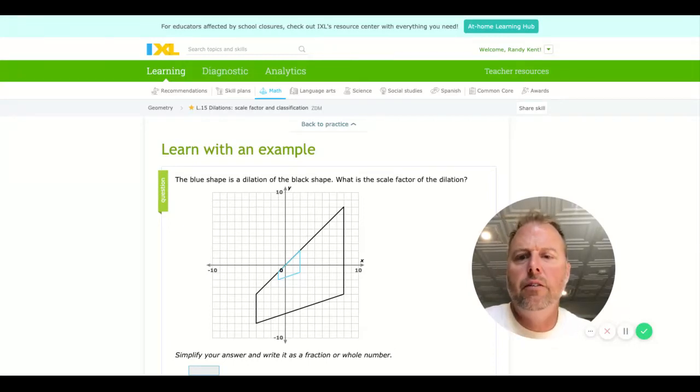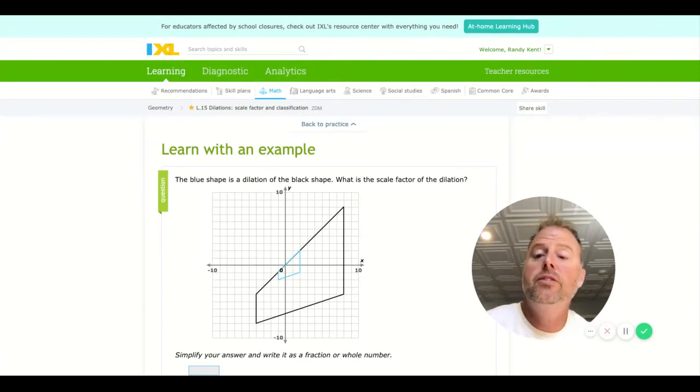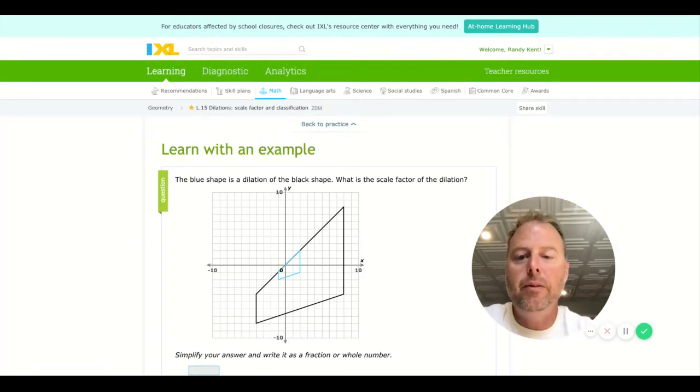Here we're looking at scale factor and classification. So we're just trying to figure out what the scale factor is. In their example here, you notice they say the blue shape is a dilation of the black shape. Now, for me, this might be a little bit difficult because I am colorblind, but I'm going to do my best. So the blue shape is a dilation of the black. That means we're going from black to blue.